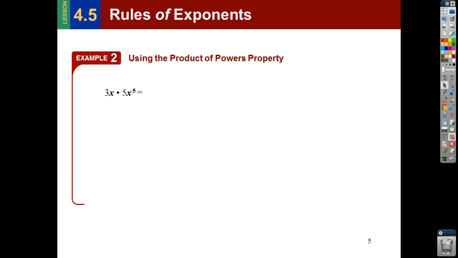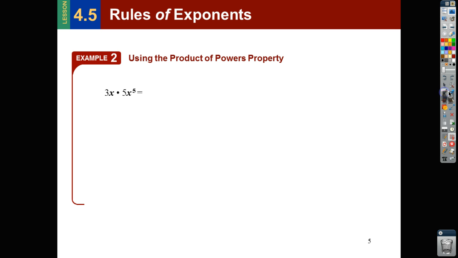Okay, so when you do something like this and you're looking at it, and let's say you're not entirely sure where to start, just write everything without an exponent. It's just a giant multiplication problem, so write it out as a giant multiplication of all the individual parts. So here, I'll show you, this is what I would do instead, and then I'll show you what the book would do. I would just say, well, this is 3 times x times 5 times x times x times x times x times x.